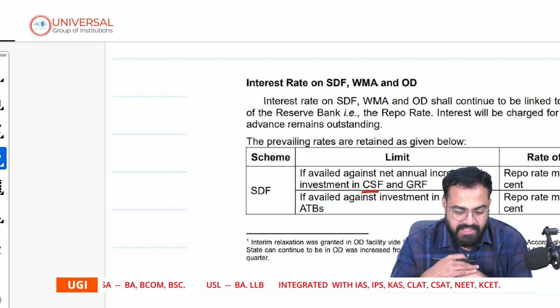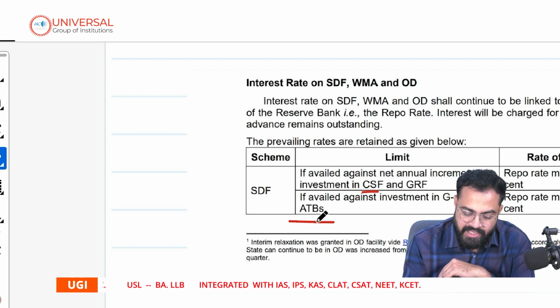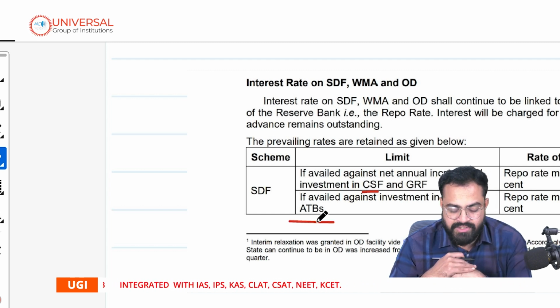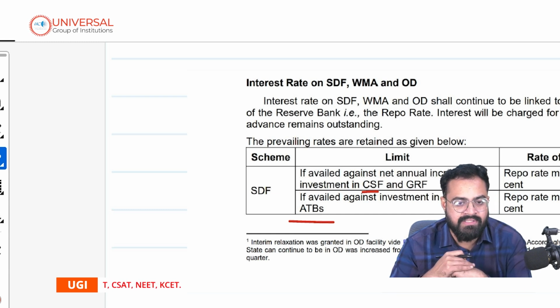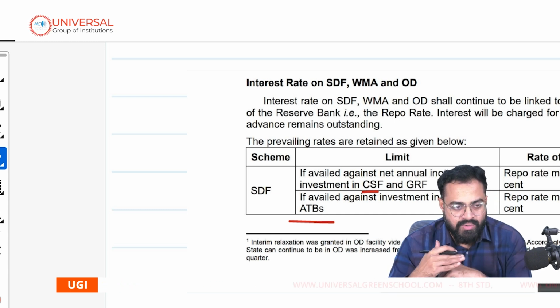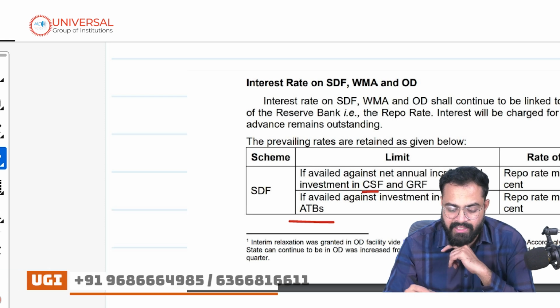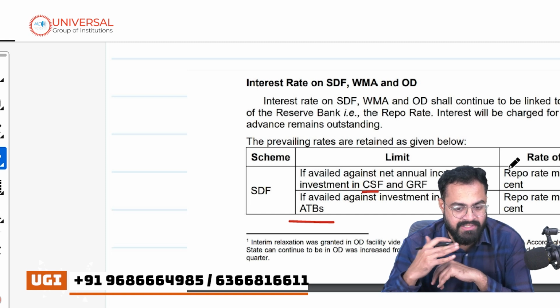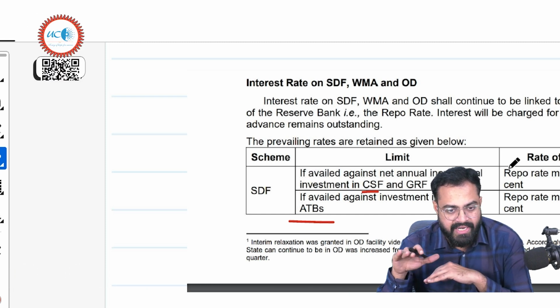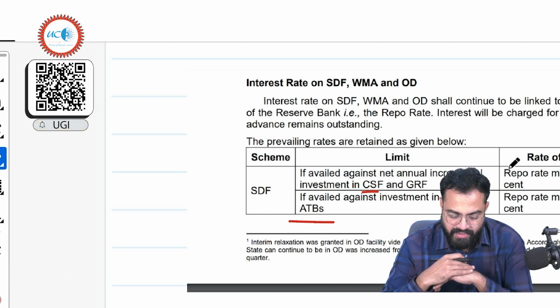If the loan is availed against government securities or auction treasury bills, the interest rate will be repo rate minus 1%. Since the interest rate available against the CSF and GRF is lower, the states will be encouraged to maintain a good balance with regard to these two funds.